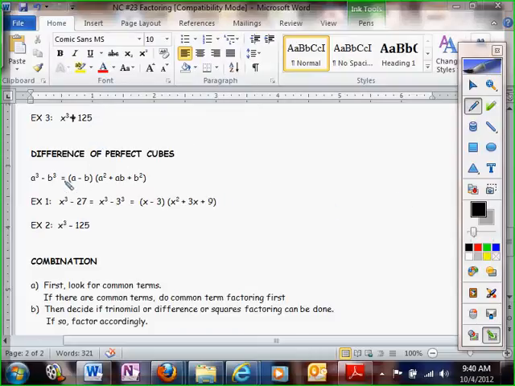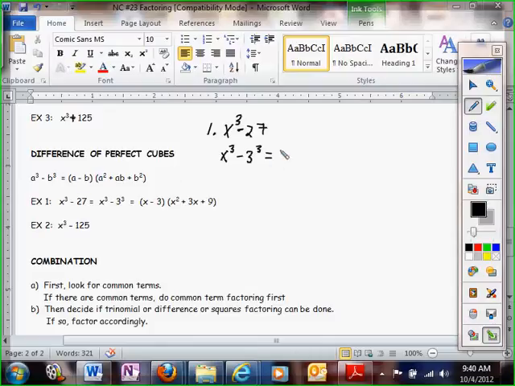Okay, difference of cubes. It works a lot the same. You have a perfect cube minus a perfect cube, and you're just going to find what the first term is, the second term is, and you're going to plug them into this little shortcut formula, and you'll have it factored. So with example 1, I have x cubed minus 27, and so I can rewrite that as x cubed minus 3 cubed, and so I just plug it in.